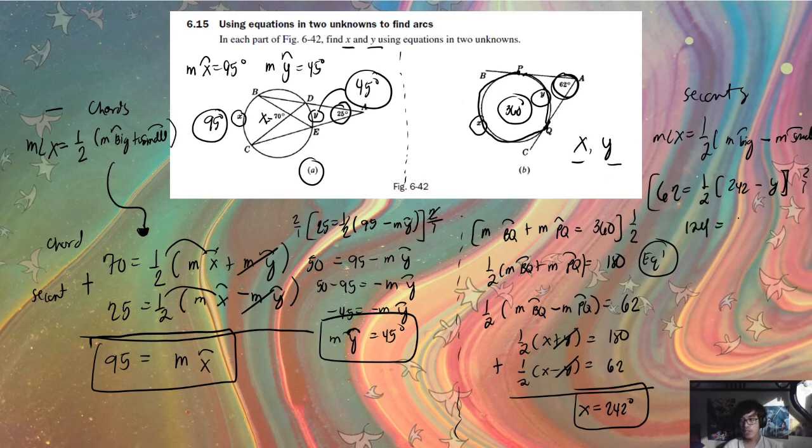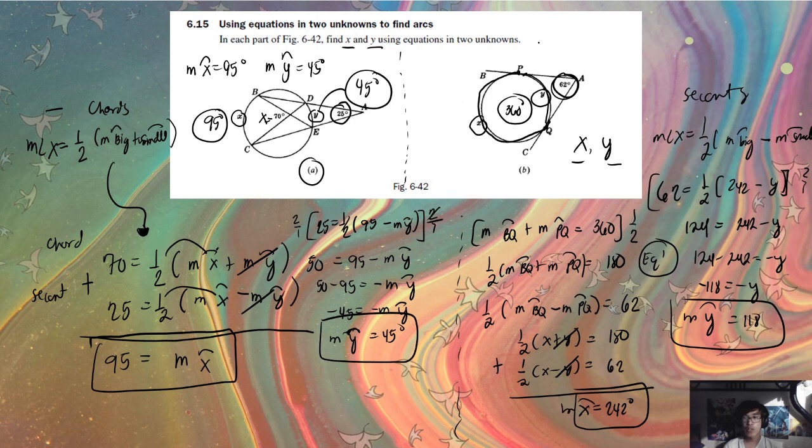124 is equal to 242 minus y. So 124 minus 242 is equal to negative y. And what's 124 minus 242? That should give us negative 118 is equal to negative y. And therefore the measurement of arc y is just equal to 118 degrees.